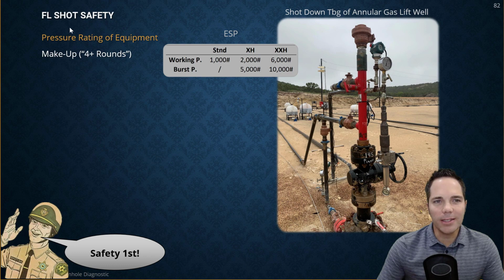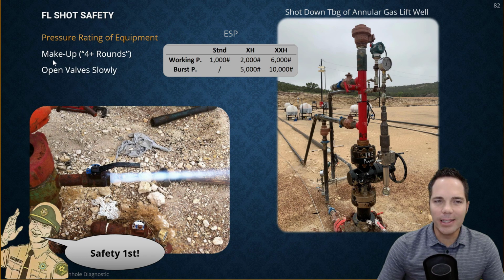So some other things to keep in mind is that Echometer recommends that you make up the fluid level gun at least 4+ rounds. So you turn the fluid level gun around 4 times as you're screwing it together. I'm going to recommend the same. I can tell you a lot of times, depending on the threads on the casing, that doesn't happen. So anyways, try to make it up as much as you can. Make sure it's a tight fit before you open it. And that ties into the next point here. Especially if you have bad threads on the casing that you're trying to screw into, open the valve slowly.